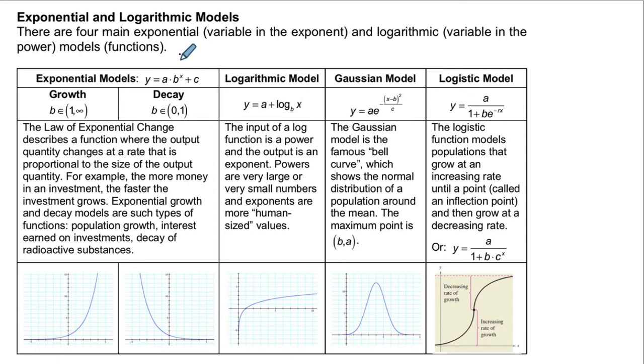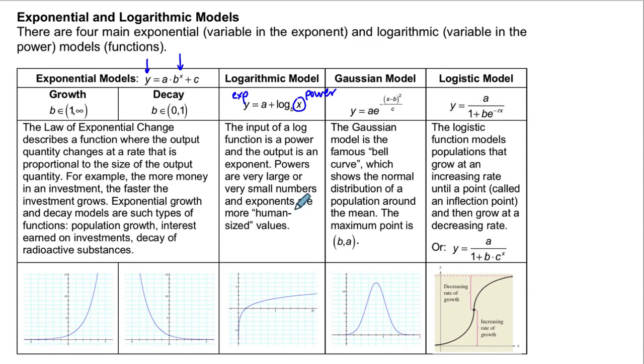Well, keep in mind that the input of an exponential function is an exponent and the output is a power. But for a logarithmic model, it's the other way around. The input of a log function is a power, so x represents power, whereas the output, y, represents the exponent. And so we're really focusing on the different sizes of these numbers. We know that exponents are countable numbers very often, 1, 2, 3, 4, 5, maybe -1, fractions, and so on. They can be big, but not nearly as big or as small as powers can be. So powers are very small or very large numbers, and exponents are more human-sized values.